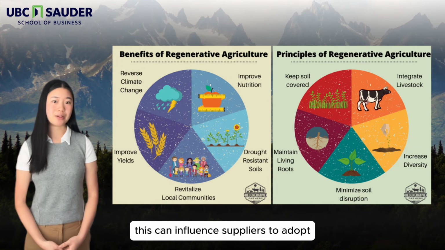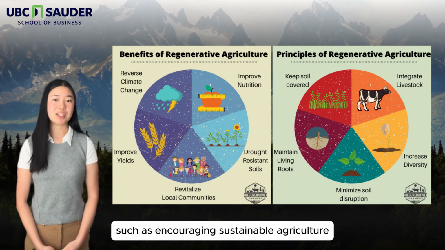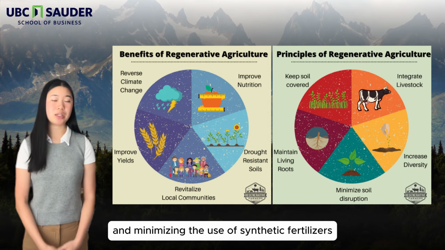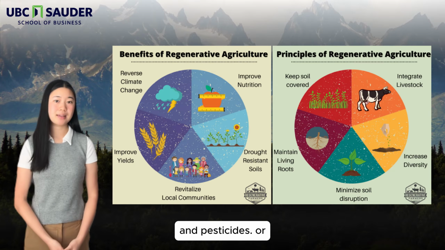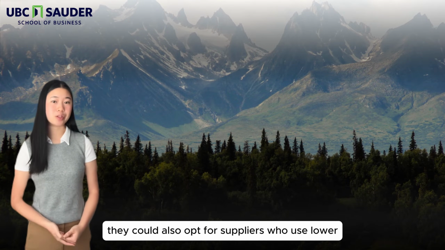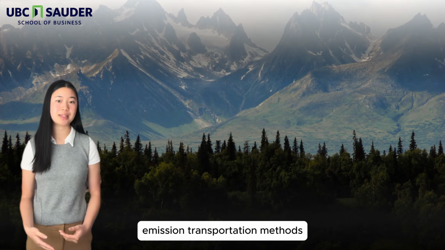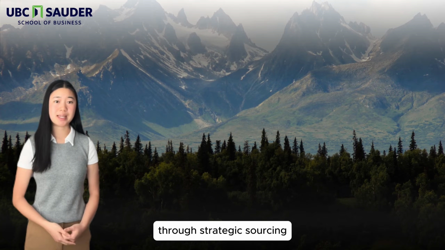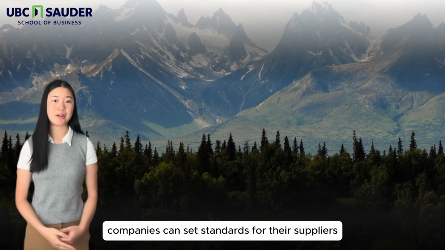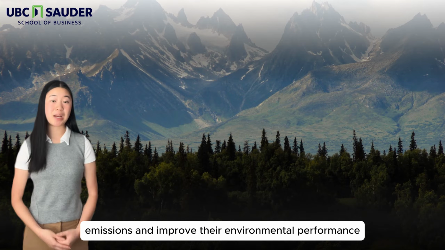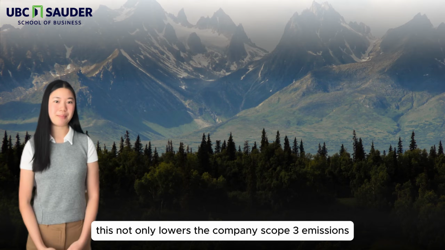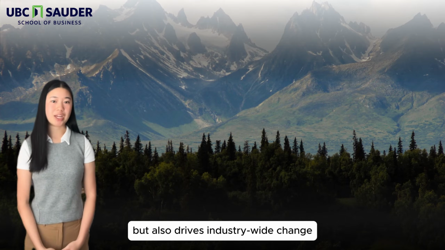This can influence suppliers to adopt more sustainable practices, such as encouraging sustainable agriculture like organic farming, reducing deforestation, and minimizing the use of synthetic fertilizers and pesticides. Or they could also opt for suppliers who use lower emission transportation methods, such as shipping via sea rather than air. Through strategic sourcing, companies can set standards for their suppliers, encouraging them to reduce emissions and improve their environmental performance. This not only lowers the company's Scope 3 emissions, but also drives industry-wide change.